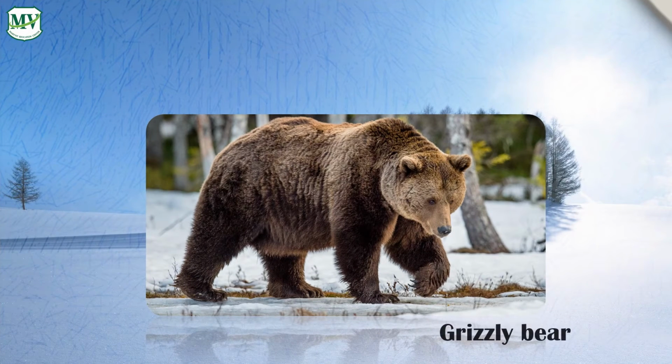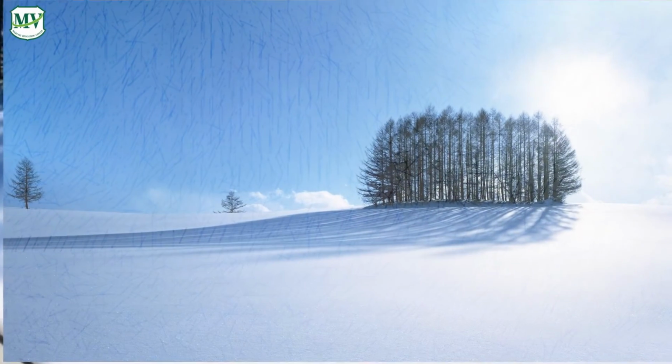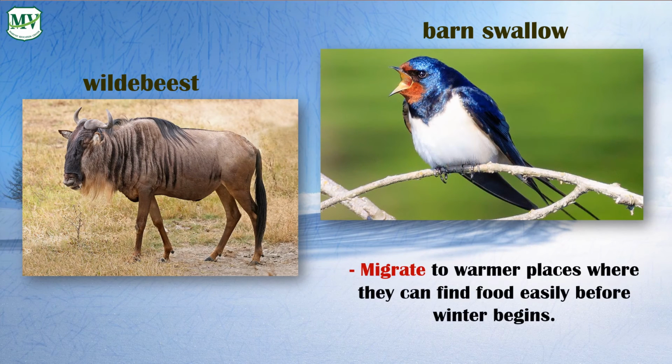While grizzly bear hibernates when the environment becomes too cold and food is hard to find. When it hibernates, its heart rate and breathing slow down to conserve energy. Other animals like wildebeest and barn swallow migrate to warmer places where they can find food easily before winter begins.